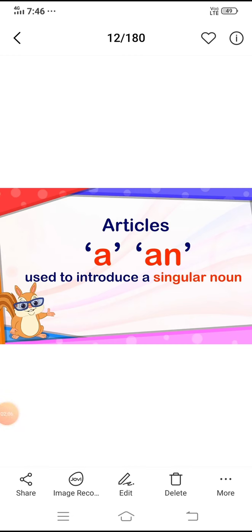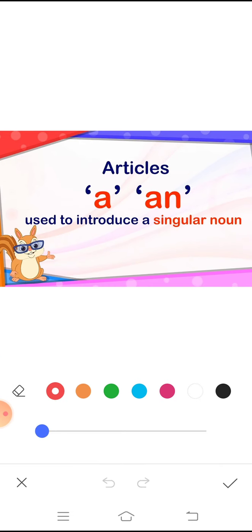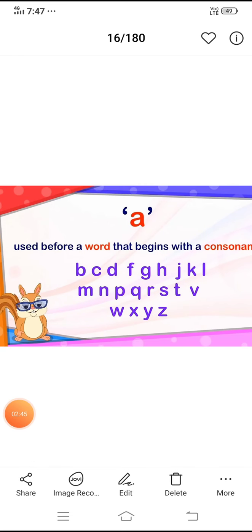Indefinite articles a and an are used to introduce a singular noun. We already learnt about singular in our last class. Singular means only one thing. So the articles a and an are used to point out or used along with only one noun. Noun means a naming word.